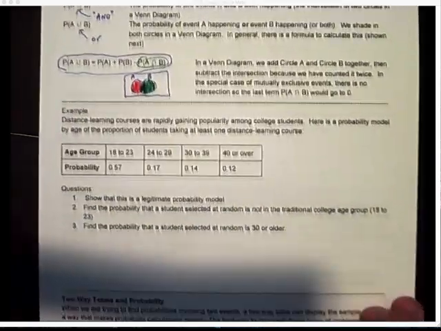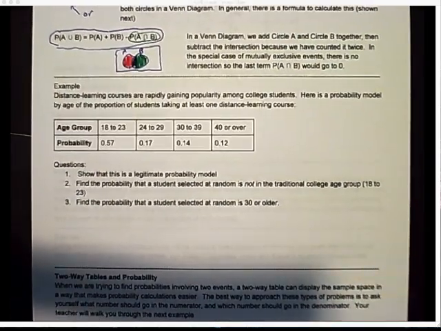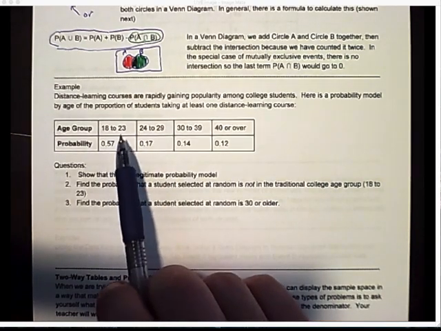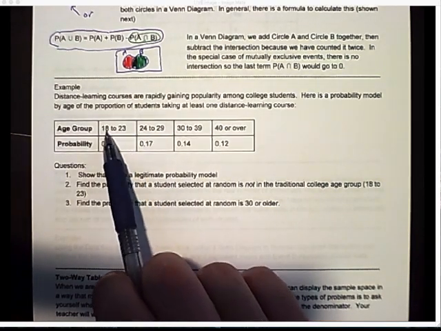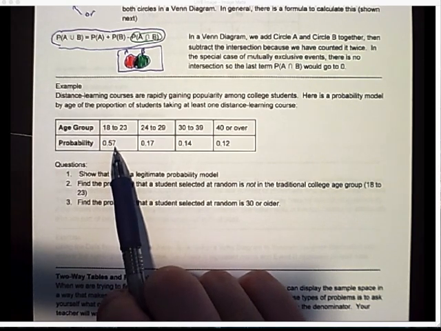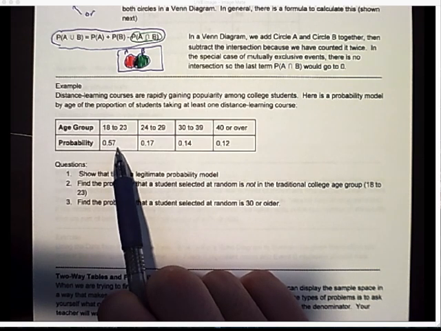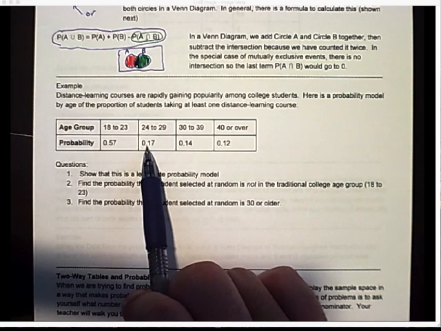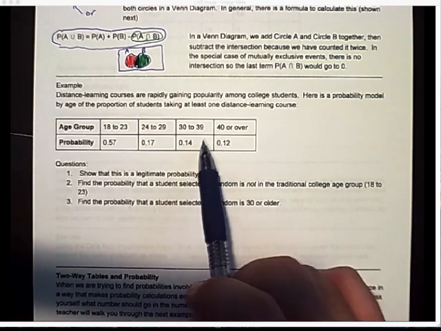Let's look at the next example. It says distance learning courses are rapidly gaining popularity among college students. Here's a probability model by age of the proportion of students taking at least one distance learning course. So people that take at least one distance learning course that are aged 18 to 23 make up 57% of the students taking at least one distance learning course. People aged 24 to 29 make up that percentage, or that proportion, or that probability. All right, so on and so forth.